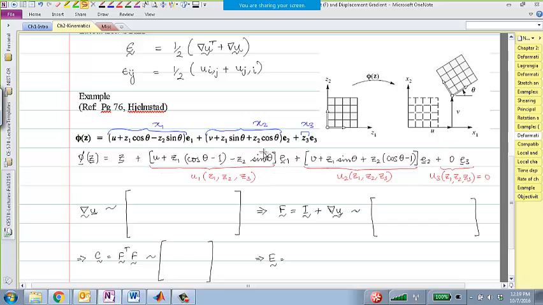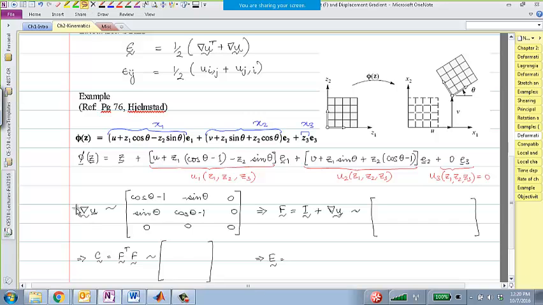So let's see what those are. If I take the derivative of this first term with respect to z1, what do I get? Cosine theta minus 1. Derivative of this first term with respect to z2, minus sine theta. There is no z3, so the third term is 0. Similarly for u2, derivative with respect to z1 gives me sine theta. And derivative with respect to z2 gives me cosine theta minus 1. And no z3. And finally, in the z3 direction, it's all zeros. So we get all zeros here.